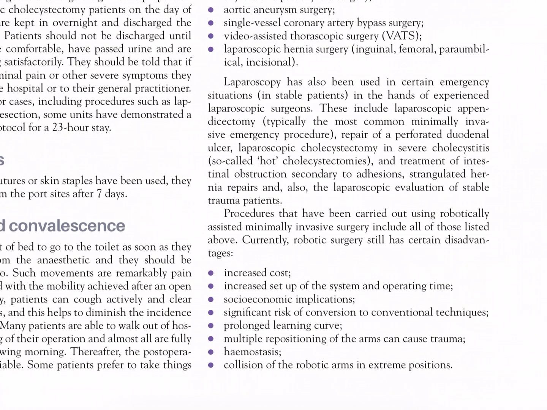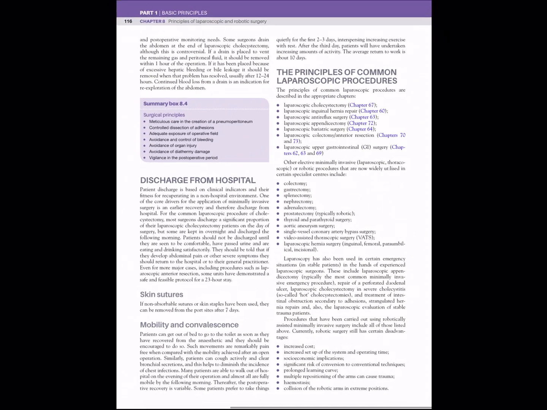Currently, robotic surgery still has certain disadvantages: increased cost, increased setup of the system and operating time, socioeconomic implications, significant risk of conversion to conventional techniques, and a prolonged learning curve. Multiple repositioning of the arms can cause trauma, and there is the issue of hemostasis and collision of the robotic arms in extreme positions.